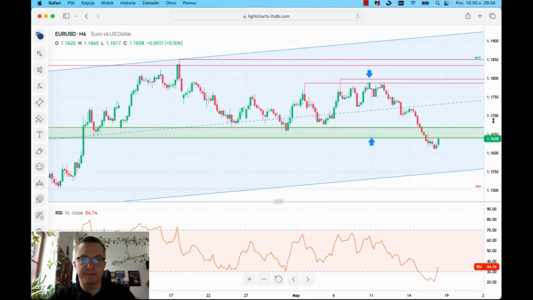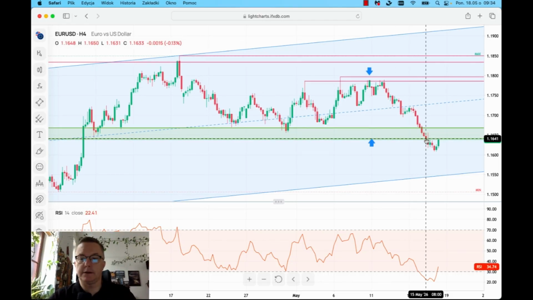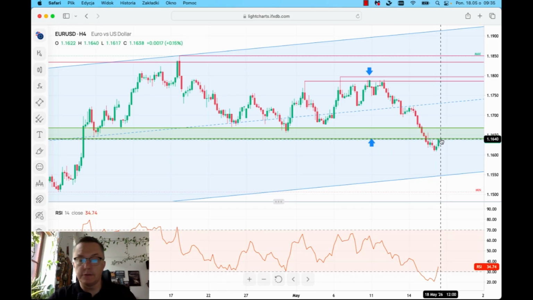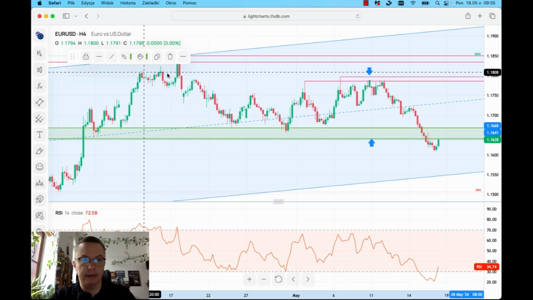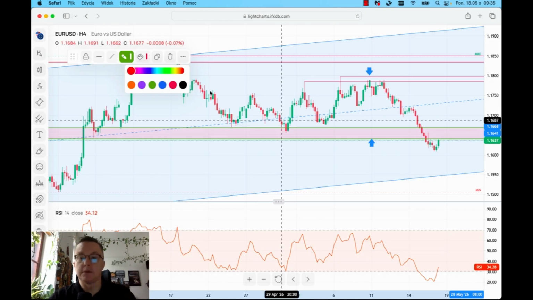From the technical perspective, we have a breakout to the downside below the demand zone. 1.1641 was the last level here. That was a technical support. We made a low at the level of 1.1609, and now the market is trying to test this breakout. So right now this level here will act as the technical resistance, and this zone will become the technical resistance as well. So that's the situation here.